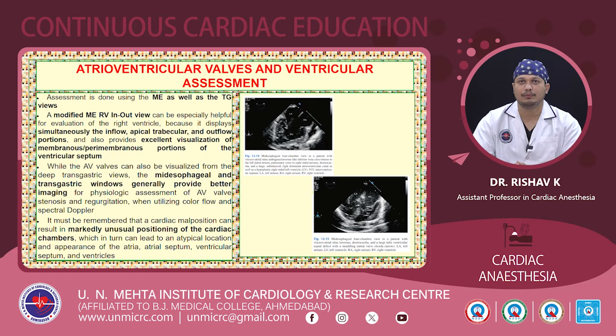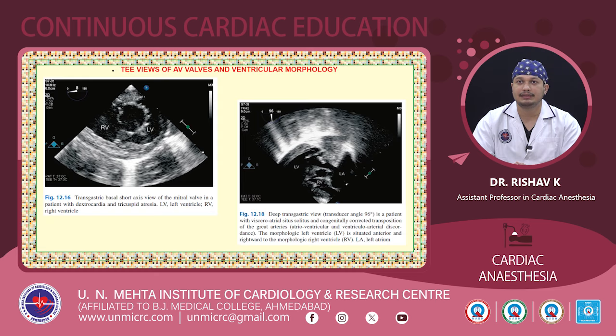That can also be accurately pointed out in the images on the right side, whereby we are seeing a midesophageal 4-chamber view in the top image, and another midesophageal 4-chamber view whereby there is a large inlet ventricular septal defect. Now coming to the next set of images, this is a transgastric basal short axis view of the mitral valve in a patient with dextrocardia and tricuspid atresia, and in the image to the right we can see a deep transgastric view in a patient with situs solitus, viscero-atrial, and congenitally corrected transposition of the great arteries. That is, there is both atrioventricular and ventricular arterial discordance.